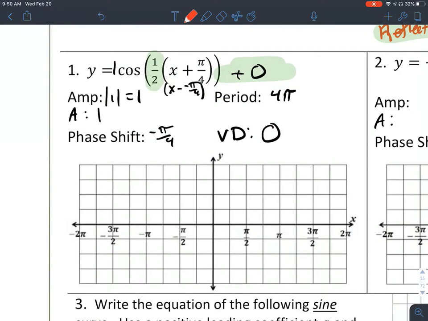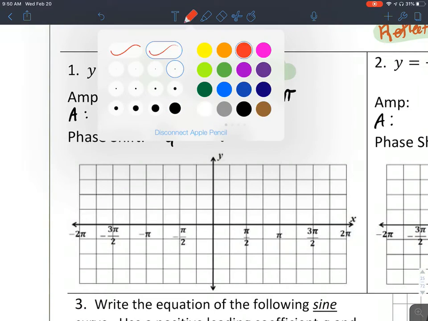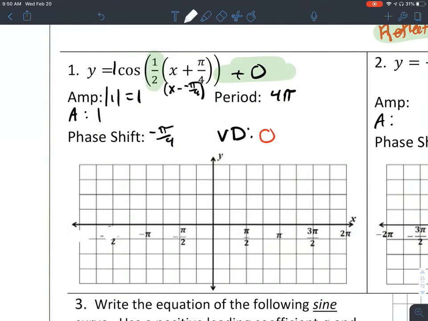Okay, so how do we do this? First of all, if we're trying to fit a complete period into this, and it normally starts at 0, we're supposed to go to 4 pi. We don't have enough space for that. So if you'd be kind enough, you can just kind of cross these numbers off.